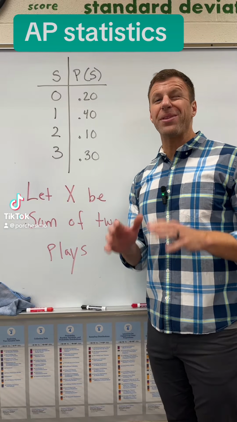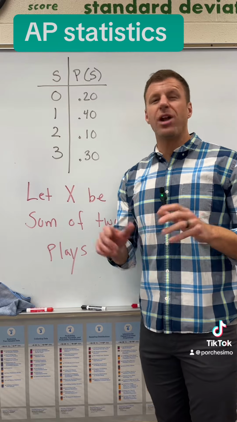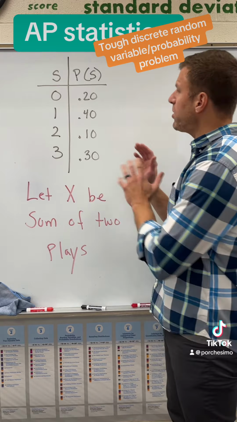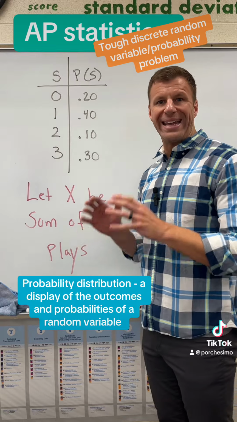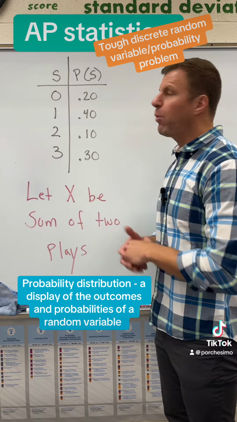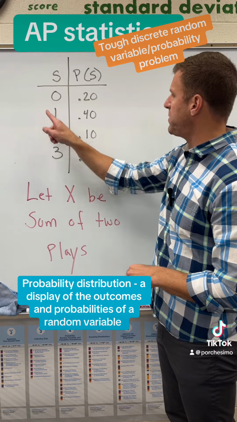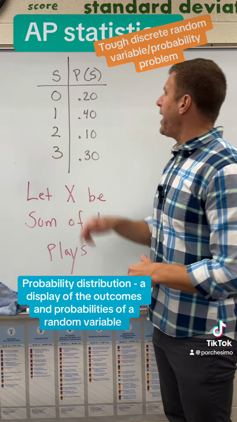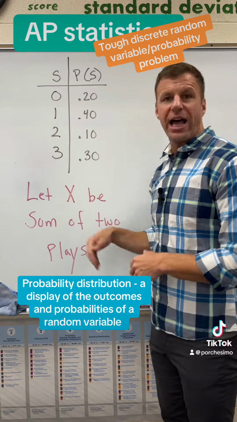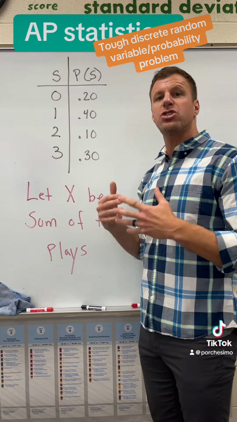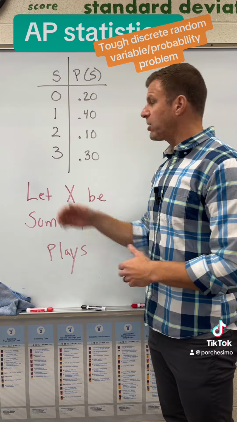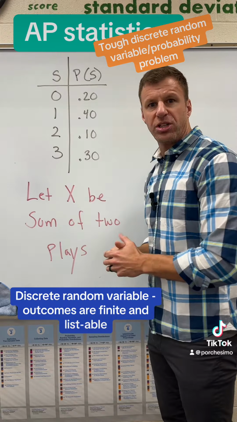Let's look at a tough problem that a lot of kids struggle with, and I'm going to try to make it as simple as I can. So here is a probability distribution for a game. Now, when you play this game one time, you can have a score of 0, 1, 2, or 3 points, and the appropriate probabilities of each of those outcomes is listed. And this is, of course, a discrete random variable because our outcomes are whole numbers and they're very much listable.